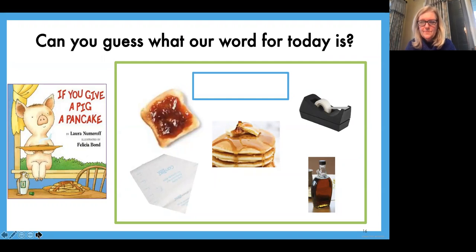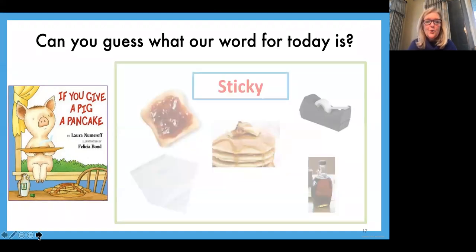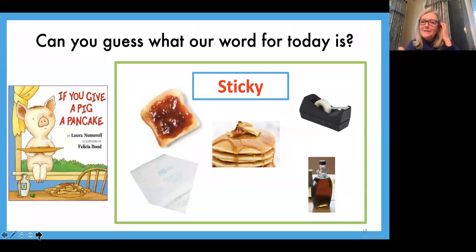You got lots of clues there. Sticky. Okay, thanks, Melissa. Saw that, and sorry, I didn't see it in chat. Okay, so it's sticky. And the day that I was in there observing the kids, when they came in, the word was up there for them, right? I just did that for us for fun to try to guess it. But this is what they would see with the word up there.